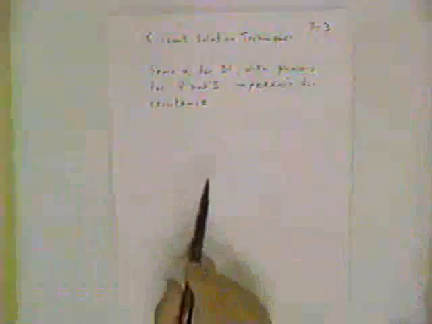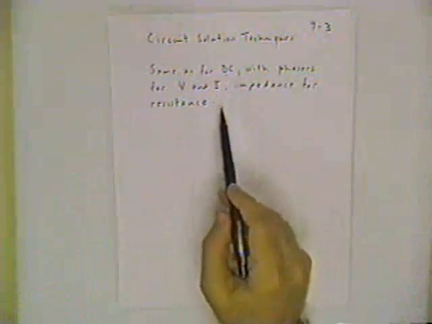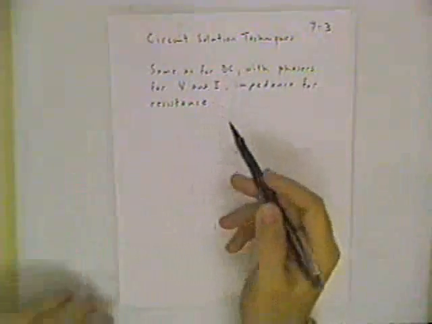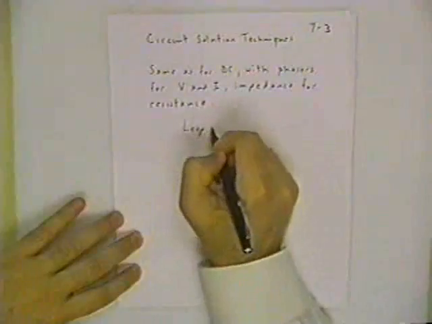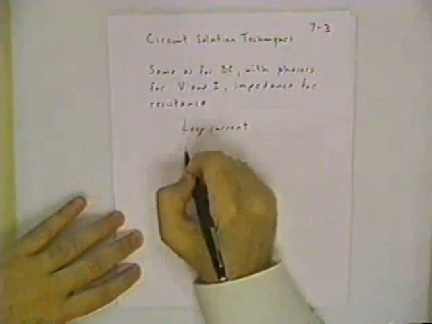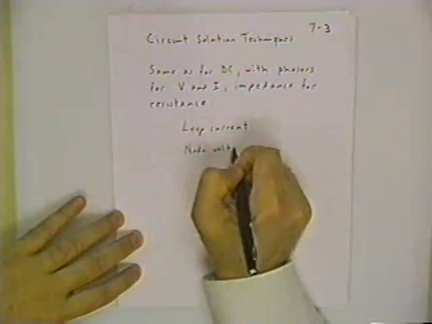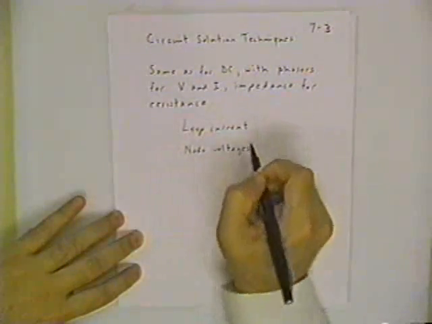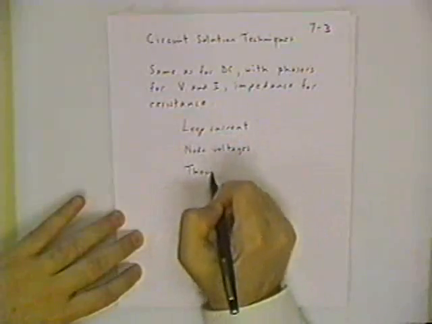While you're going through those problems, keep in mind what I've got on this sheet is that the solution techniques that we had for DC circuits all apply to AC circuits as well. So you have the loop current technique in its phasor form. You've got node voltages. You've got the Thevenin and the Norton equivalents.